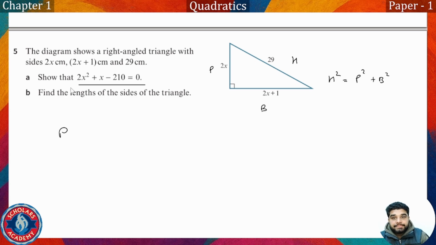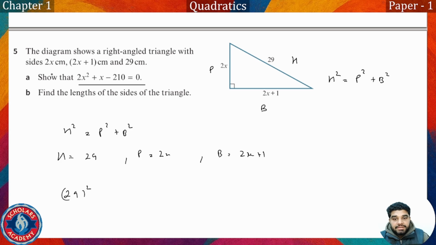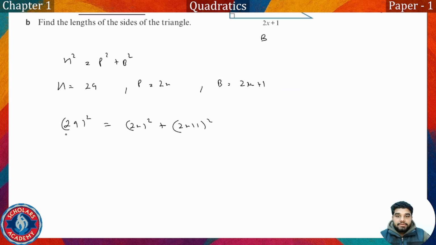So we use this, h square is equal to p square plus b square over here. Value of h is 29, value of p is 2x, value of b is 2x plus 1, right? So we substitute these values. 29 raised to power 2 is equal to 2x raised to power 2 plus 2x plus 1 raised to power 2. Okay, so we'll open this.